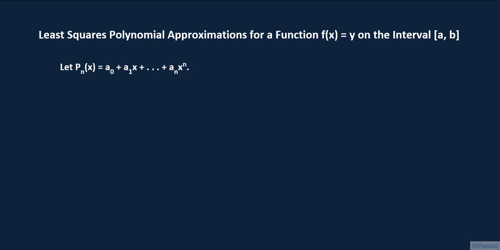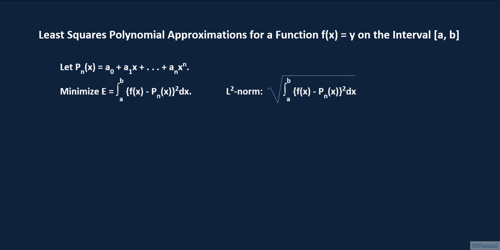If p sub n of x is the nth degree least squares polynomial approximation for f over the closed interval from a to b, then p sub n must minimize what is called the least squares error. Let us suppose that the least squares error is the quantity e. Then e equals the integral from a to b of the square of the difference between f and p sub n. This least squares error is just the square of the L2 norm of the difference between f and p sub n.